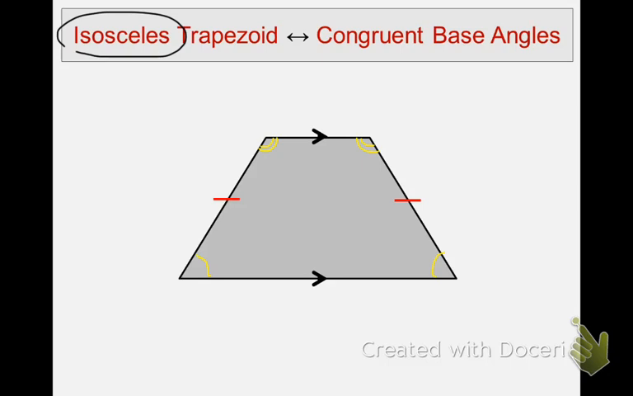What do all the angles add up to in a trapezoid? Again, true for any quadrilateral, right? It doesn't have to be special to add up to 360.